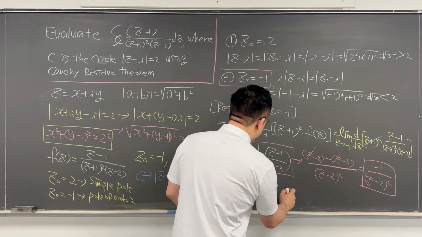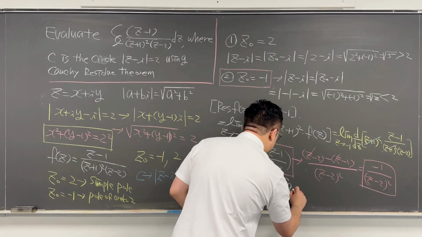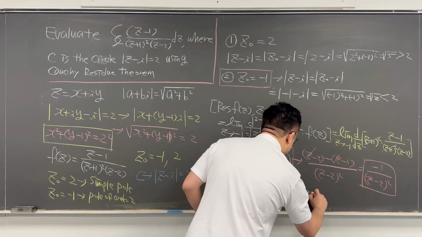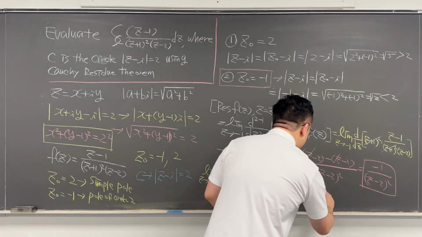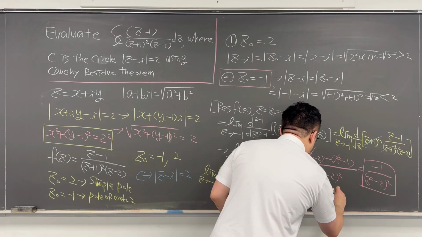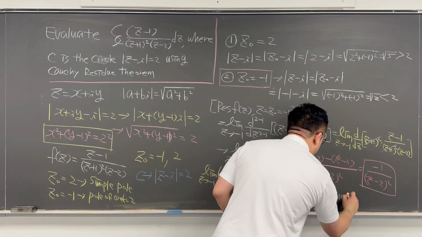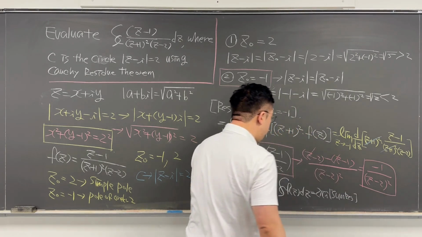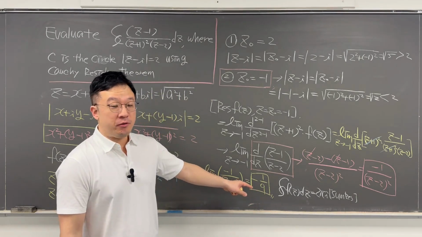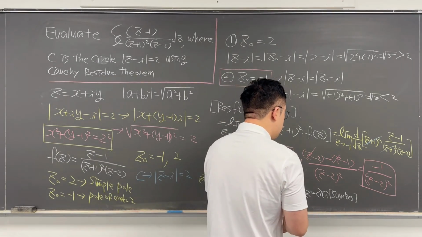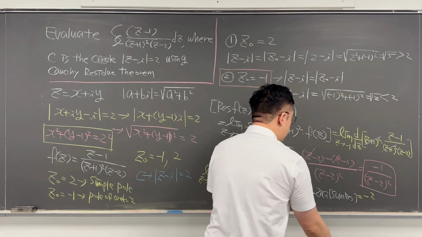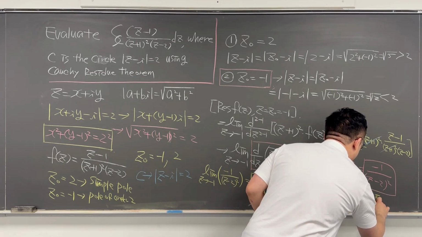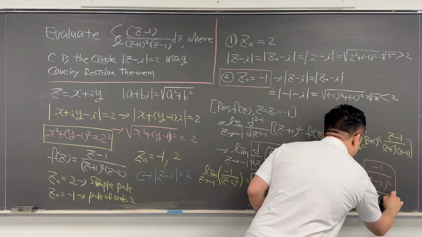So this integral we are looking for, the contour integral of f of z dz, using the formula we talked about in the beginning of the video, is 2 pi i times the sum of the residues. But then again, we have only one residue, that is -1 over 9. So the answer for this question is -2 pi over 9 times i. This is the answer for the question.